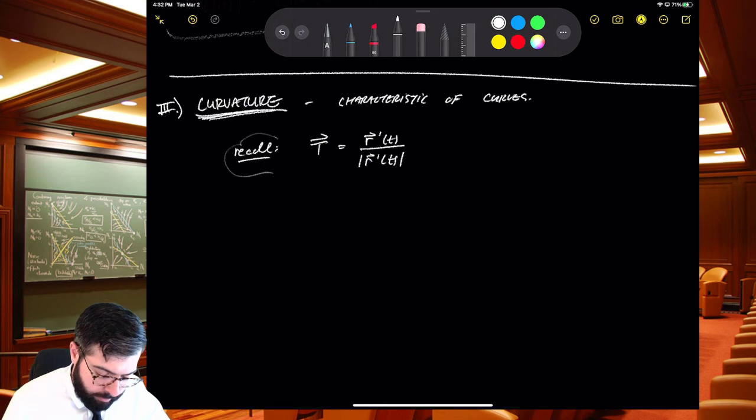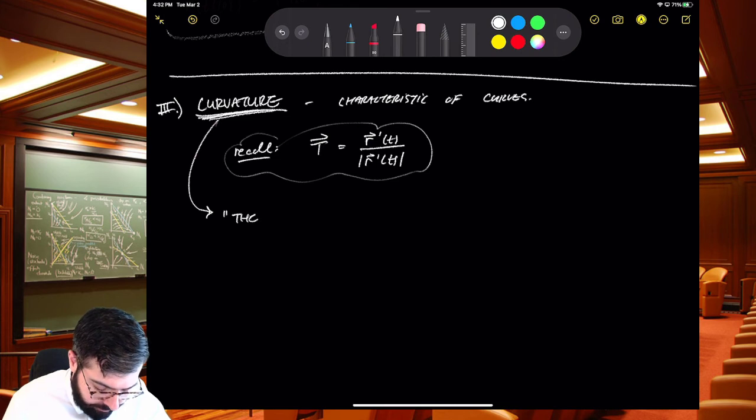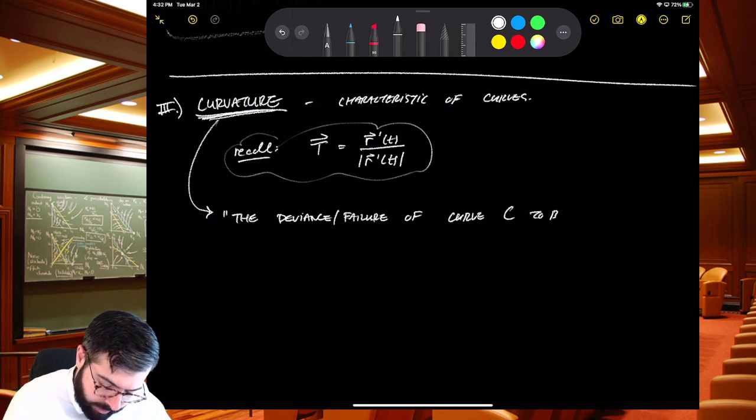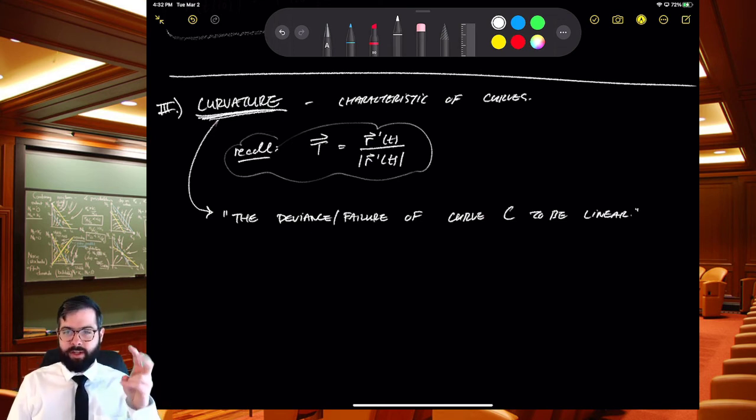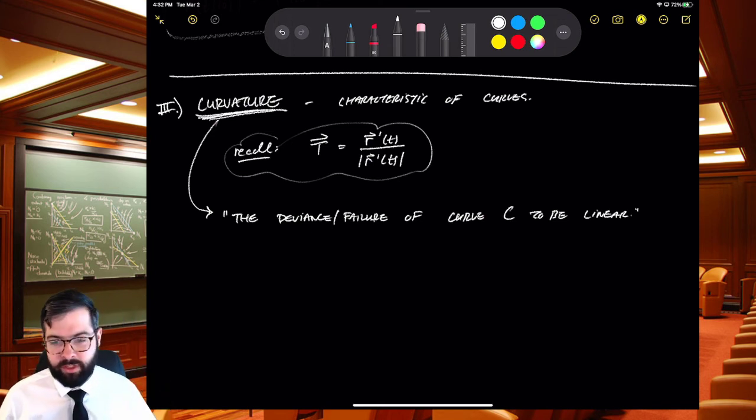So that will be important in a moment. But how we define curvature is the deviance or the failure of a curve C to be linear. If you have a high curvature index, we don't call it that, but if you have a high curvature index, that means you're really bad at being a line. And if you have a low curvature index, close to 0, that means you're pretty much a line. So it's a measure of how bad something is at being linear.